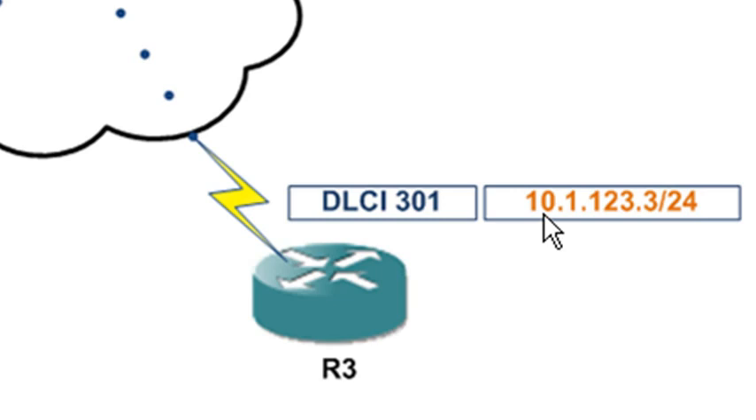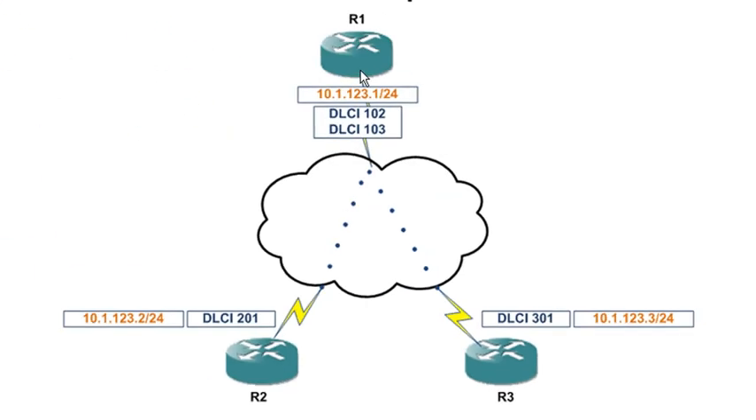So we've been assigned 10.1.123.3/24 as our IP address. So if we want to communicate with the .1 address on that subnet or the .2 address on that subnet, we send it out this interface. We only have one path, so we're going to send everything on DLCI 301. Same thing with R2. It's going to go out 201.